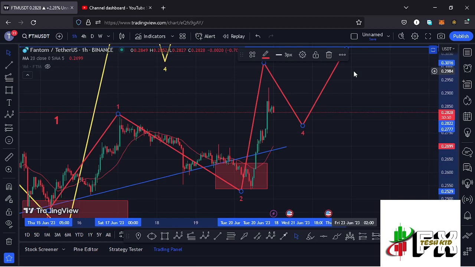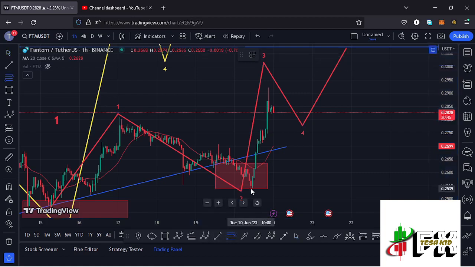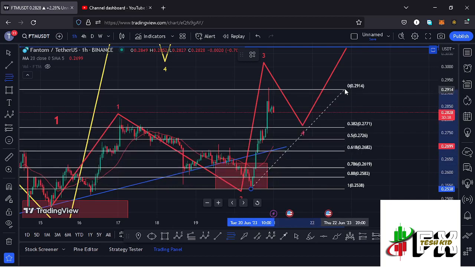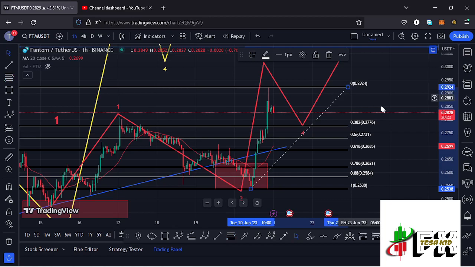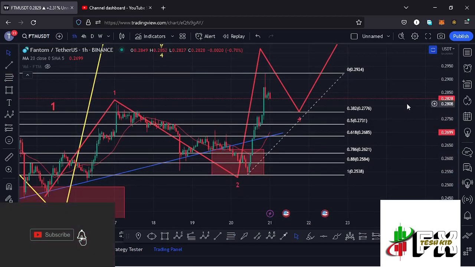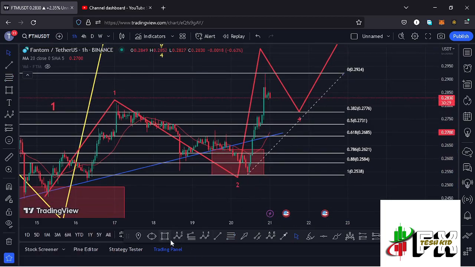And if this is a wave 4, I need to give you an area that we need to keep our eyes on by connecting the Fibonacci's from the low of this second wave at around the $0.2538 mark to the high at around the $0.2924 mark, giving me a target area for the wave 4 between the fib level 0.382 and the fib level 0.5, and that is between the $0.2776 mark and the $0.2731 mark.